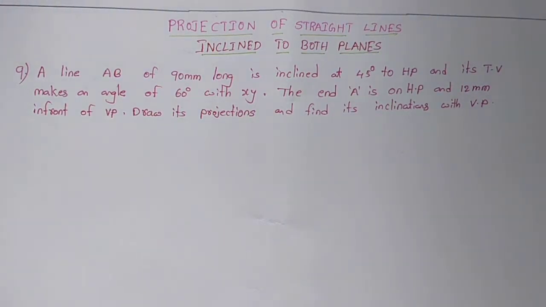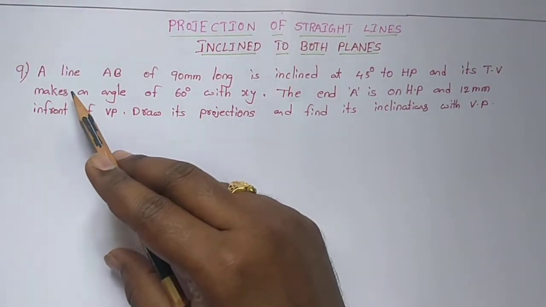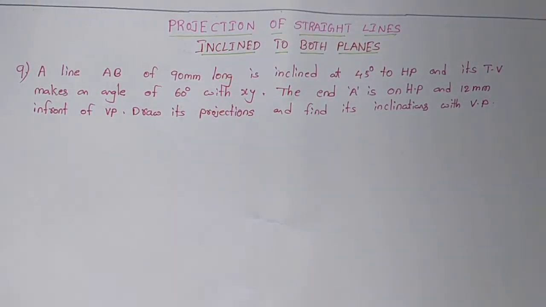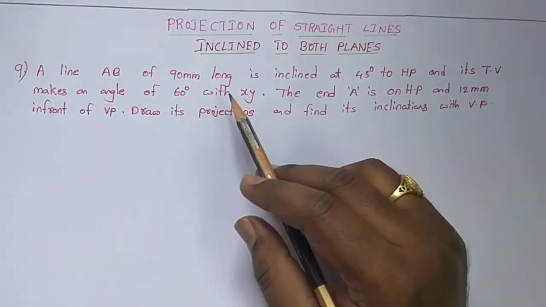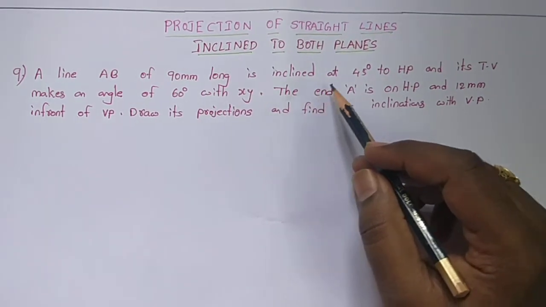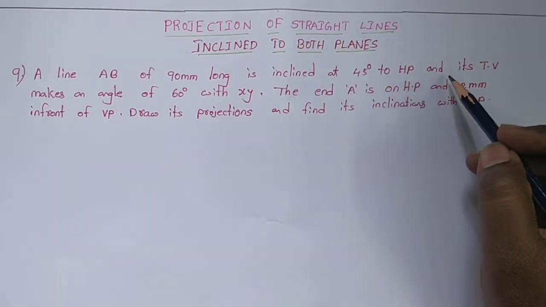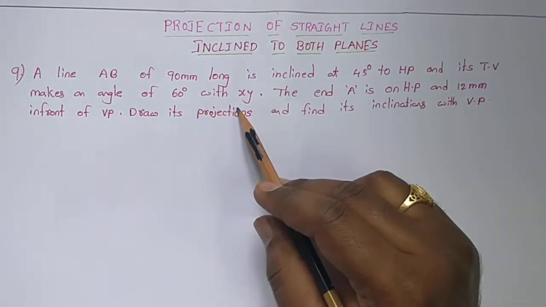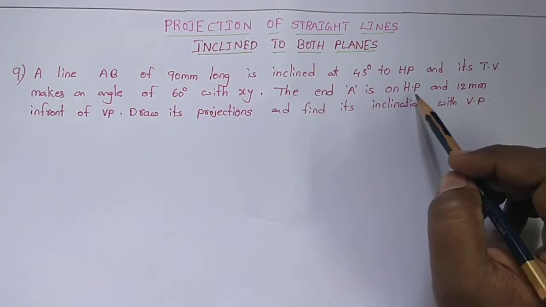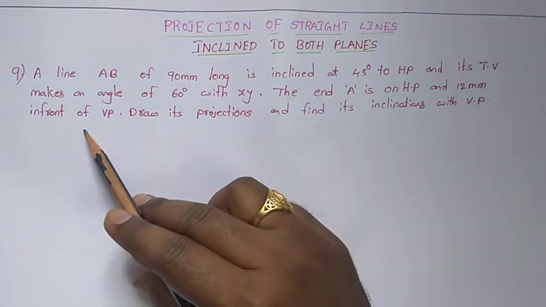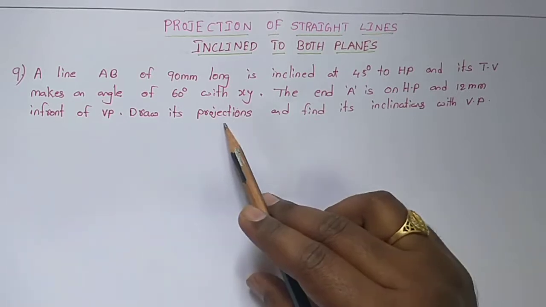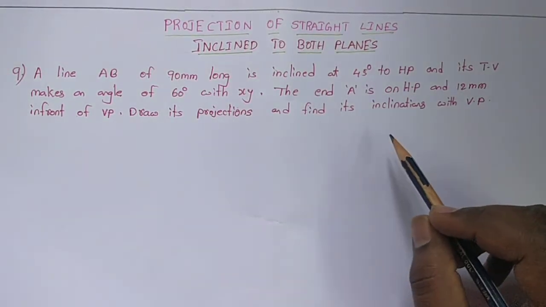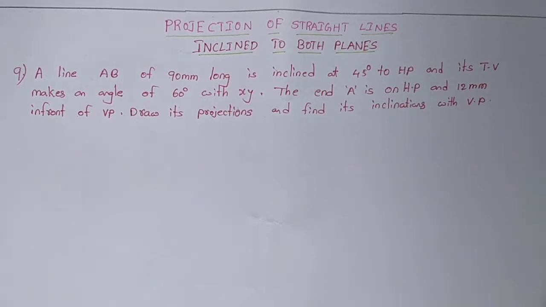Okay. It is one more problem in inclined to both the planes condition. Here the problem given that the line AB of 90 mm long is inclined at 45 degrees to HP and its top view makes an angle of 60 degrees with XY. The end A is on HP and 12 mm in front of VP. Draw its projections and find its inclinations with VP. Okay, it is the given problem.